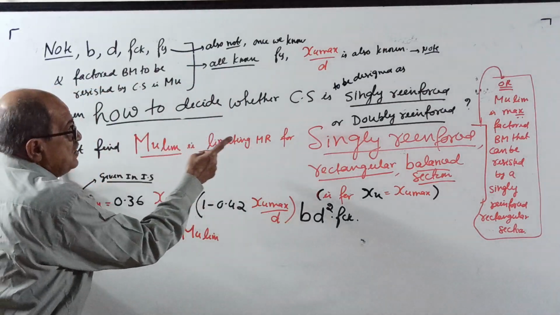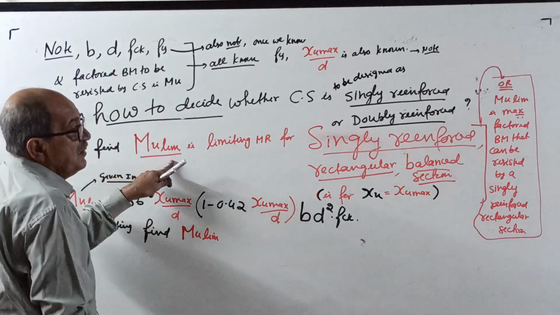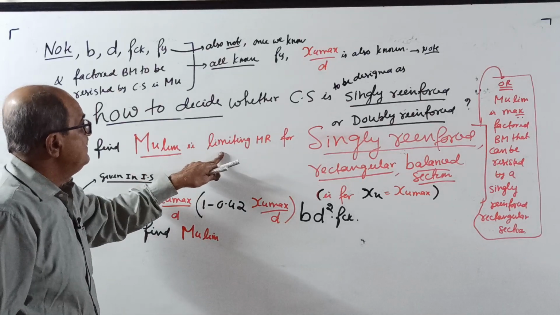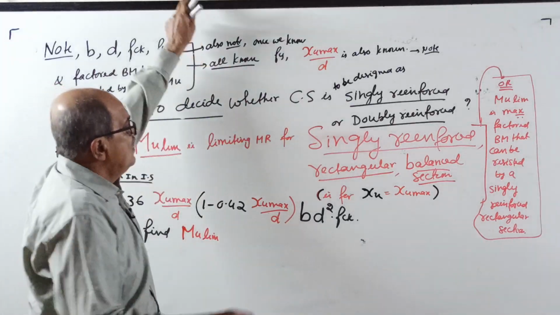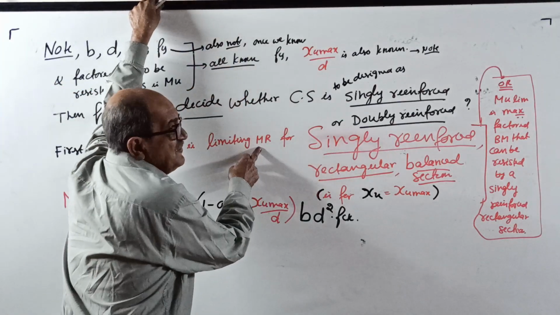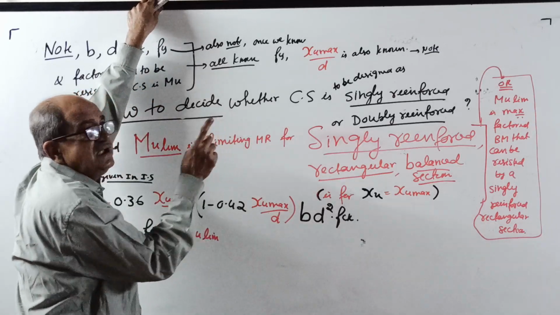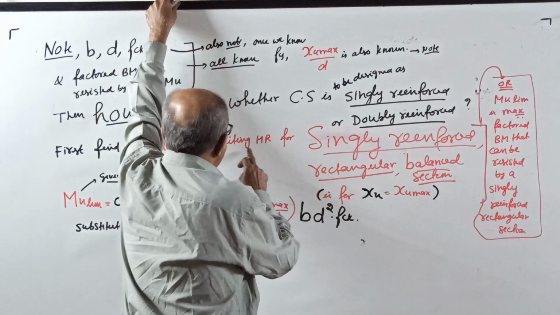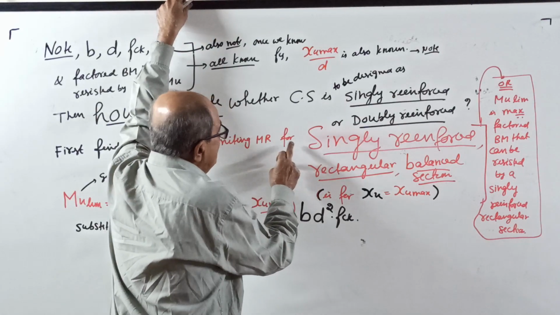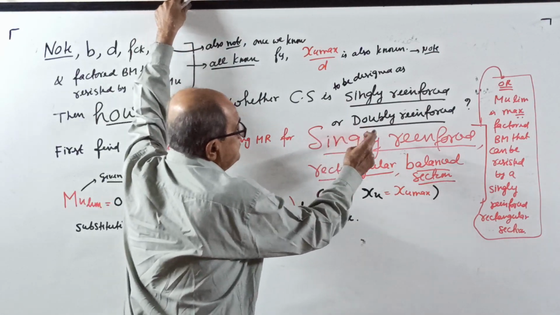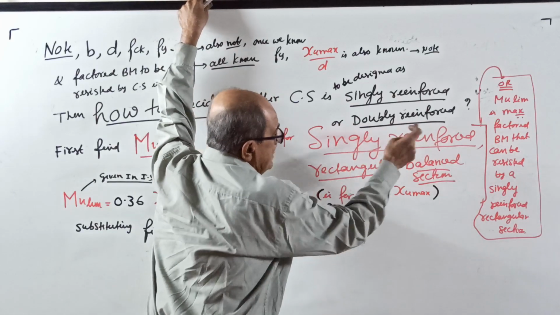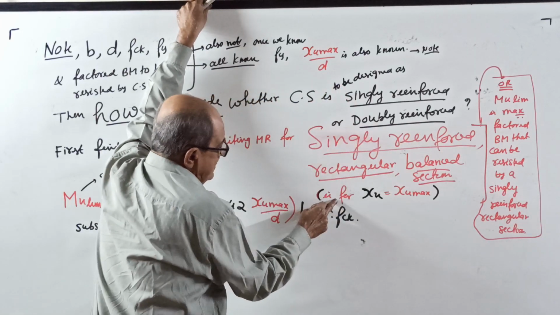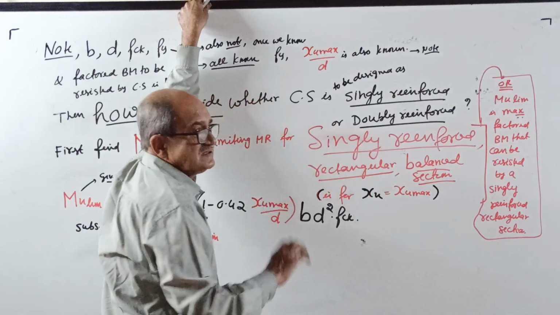First, for that, find Mu limit. That is the limiting moment of resistance for singly reinforced, this is the only place you use MR, but it is not the ultimate MR of the given cross section. Mu limit stands for the limiting MR for a singly reinforced rectangular balanced section, that is for xu equal to xu max.